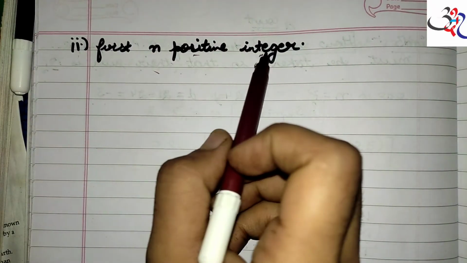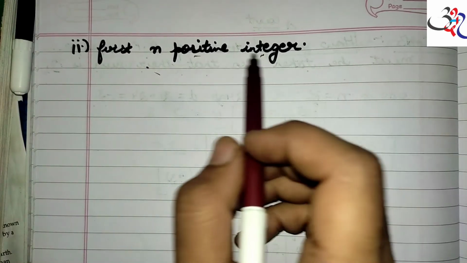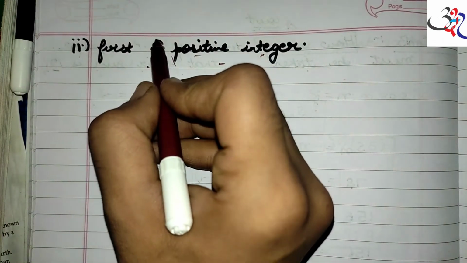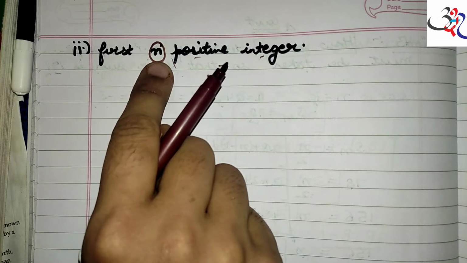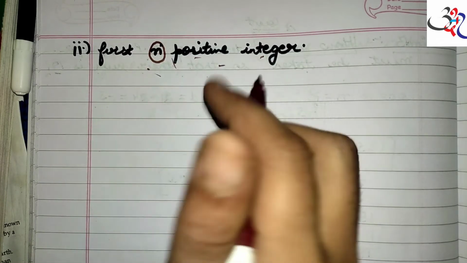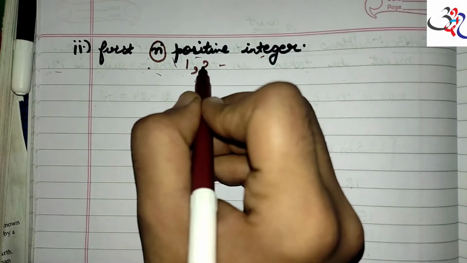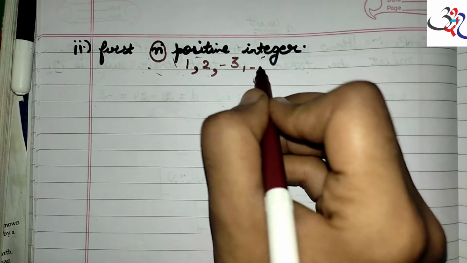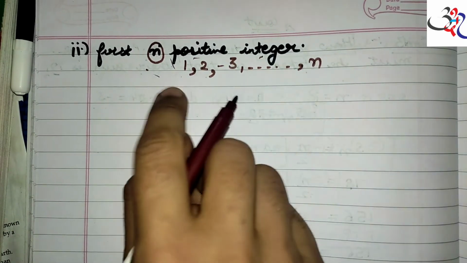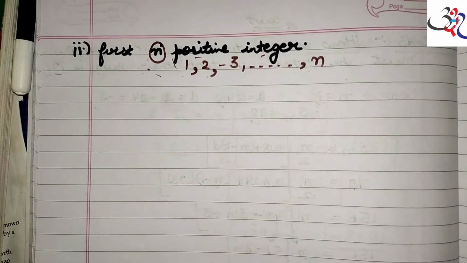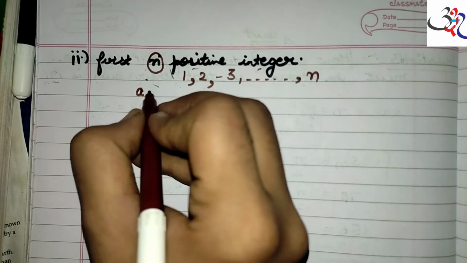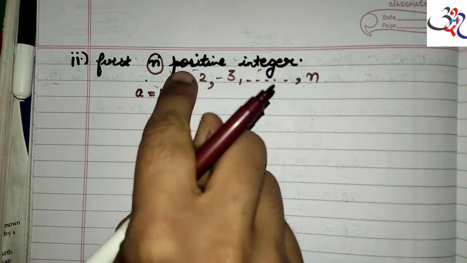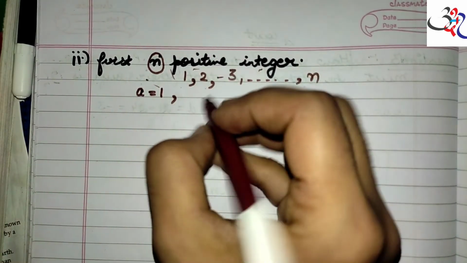Sum of first n positive integers. In the last question they were talking about given numbers. The last value of n was given to us, but now the value of n is not given to us, means any number of terms can be there. So let us suppose like this: 1, 2, 3 and up to n, right? So now we have to do the question in a similar way, that a will be equal to 1.